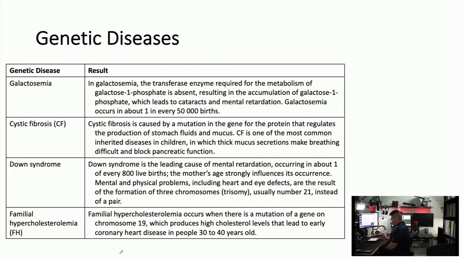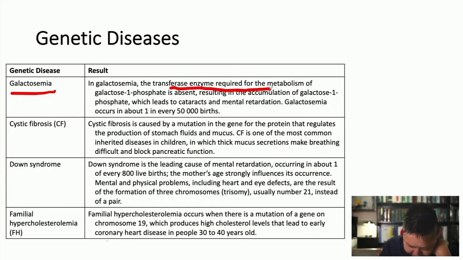Let's take a look at some genetic diseases, right? We've got galactosemia, right? And this is when a transferase enzyme that is required for the metabolism of glucose 1-phosphate is absent, right? Resulting in the accumulation of galactose 1-phosphate, where it leads to cataracts and mental retardation. That's bad, right? It's seen in about 1 in every 50,000 births.